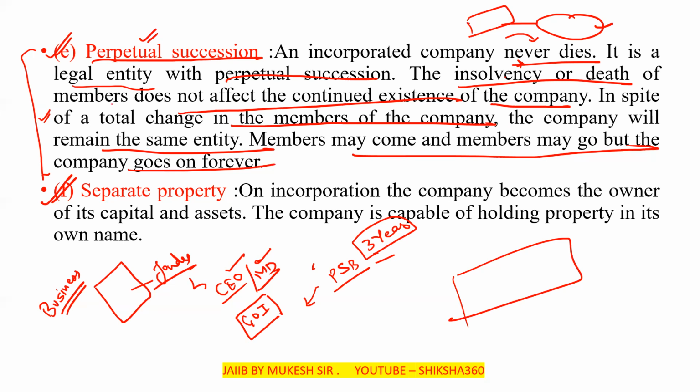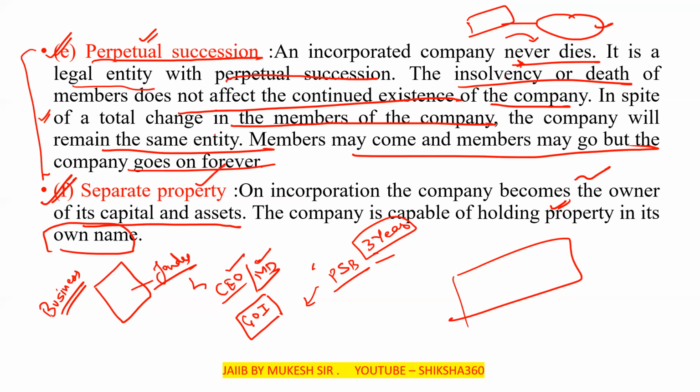On registration, the company becomes the owner of its capital and assets, and the company is capable of holding the property in its own name, clear. That is the separate property. So these are the things: perpetual succession, separate property.